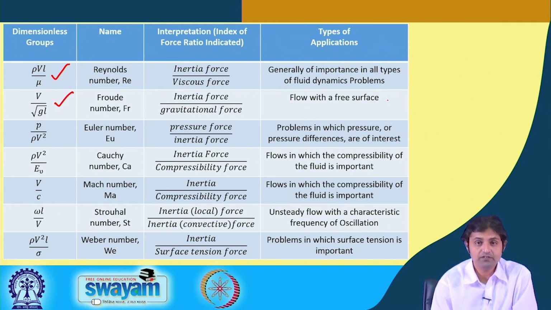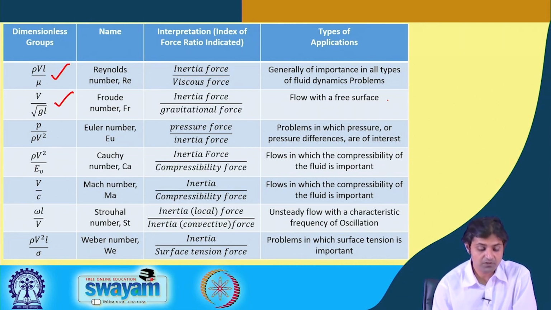For example, when we study open channel flow, we will see the Froude number is an important quantity. There is another number, the Euler number, Eu, given by P by rho V square. It gives the ratio between the pressure force and the inertia force. What type of applications is this important for? It is for problems in which pressure or pressure differences are of interest.